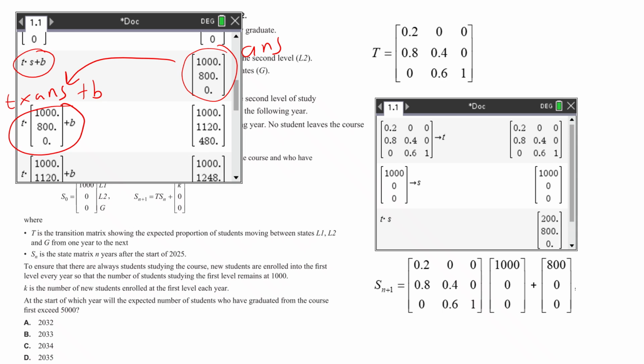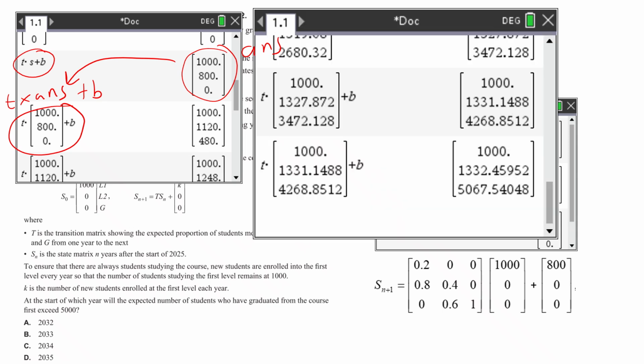So if you type T times ANS, I just typed the letters ANS, probably the quickest way to do it on your calculator. And then I just kept tapping. When I tapped, I got to this point, and we need to know when it first gets past 5,000. Here we got past 5,000. That was my 8th tap. So the answer should be B, 2033, because 2025 plus 8 is 2033. There you go. Whew. A fair bit to unpack in that.